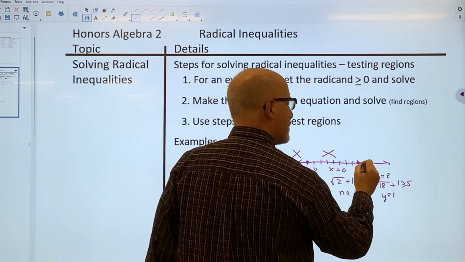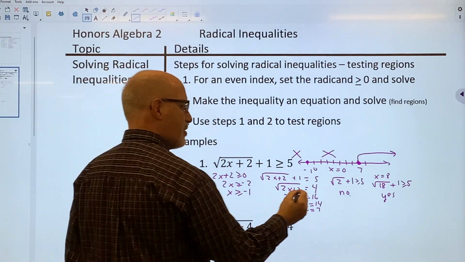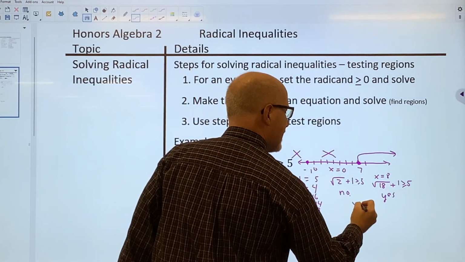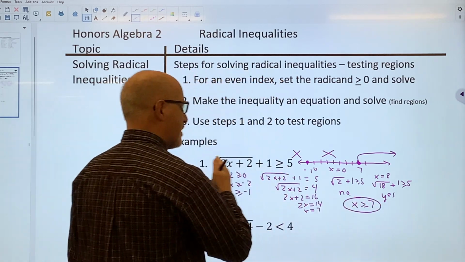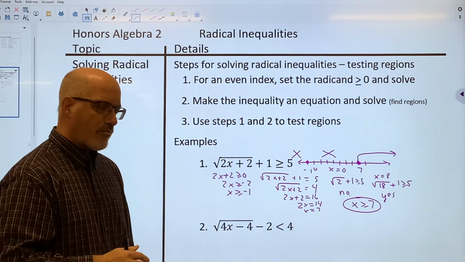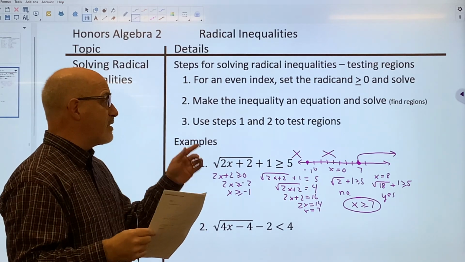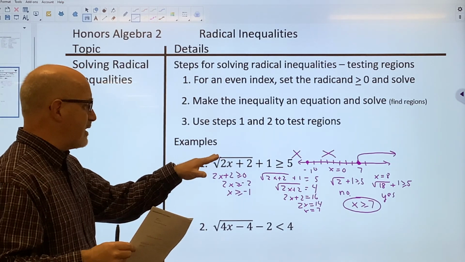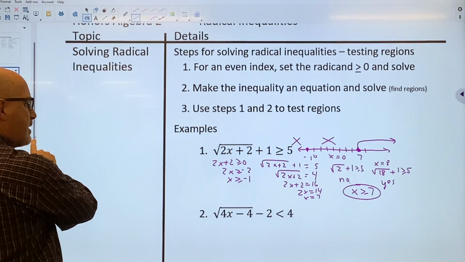So what I'm going to do is I'm going to have everything on this side of 7 be my solution. So I'm going to have x is greater than or equal to 7 as my solution for this inequality. So now that we see those steps, we're going to check radicands. If my index is even, I'm then going to solve the equation to see boundaries to test regions.